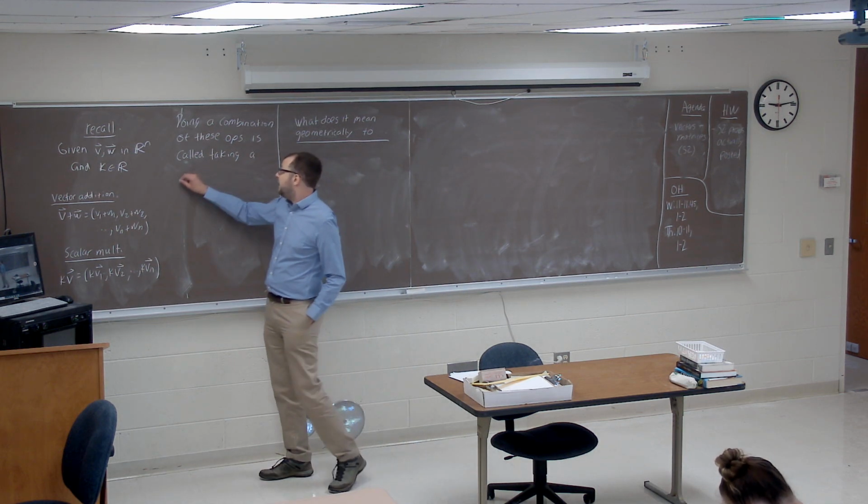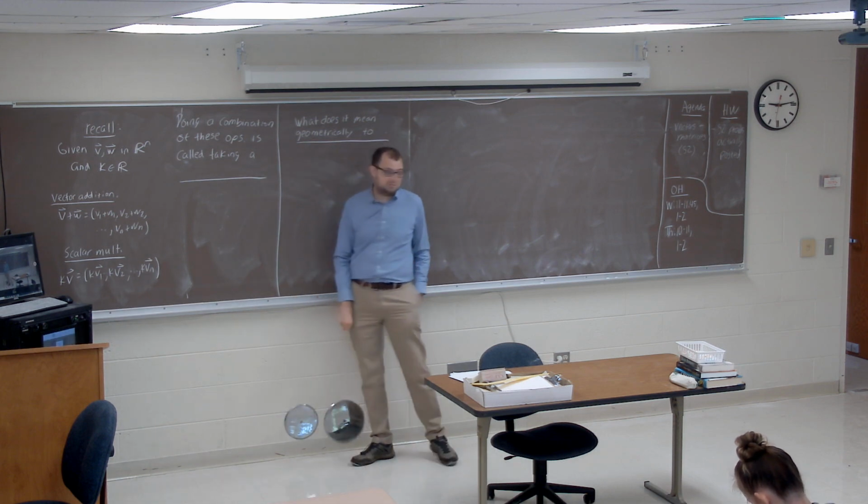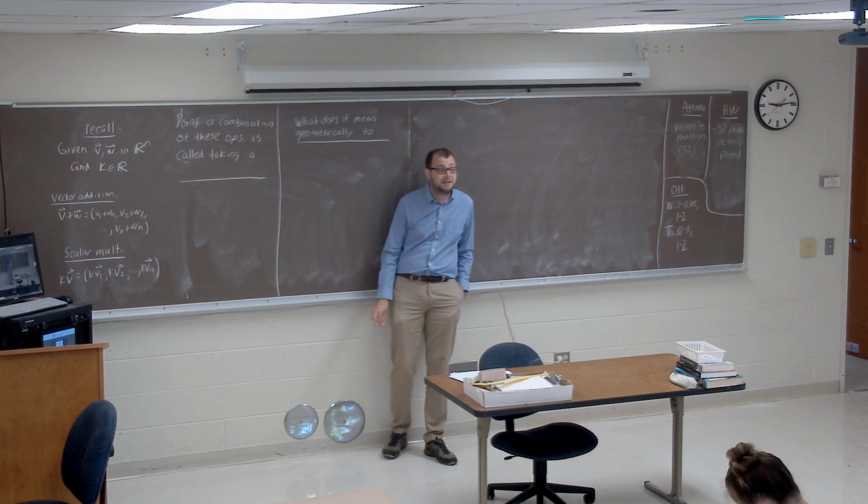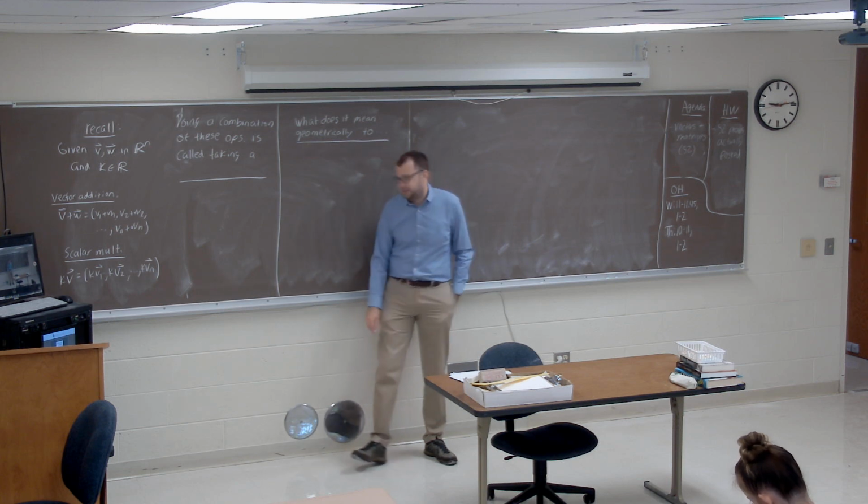And we said that we had a special name for when you have a collection of vectors and you do some combination of these 2 operations. Anybody remind me, what is that called? Taking a blank of your vectors. Linear combination.